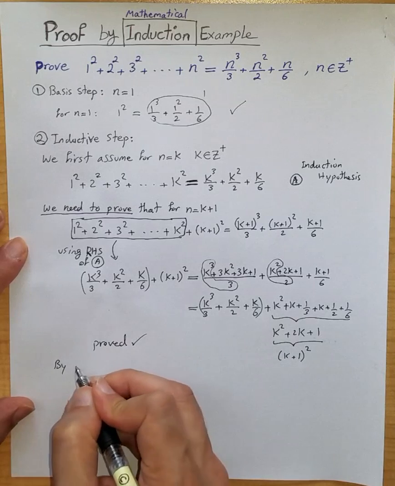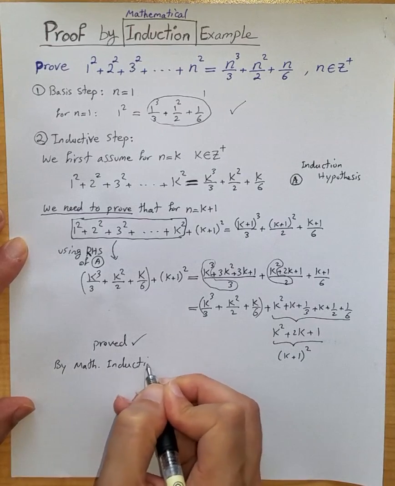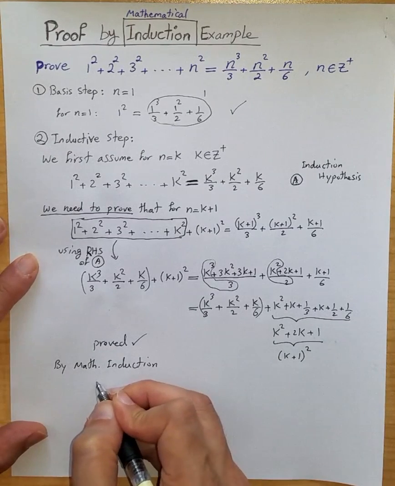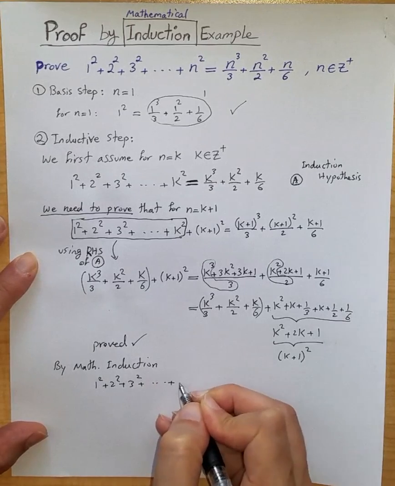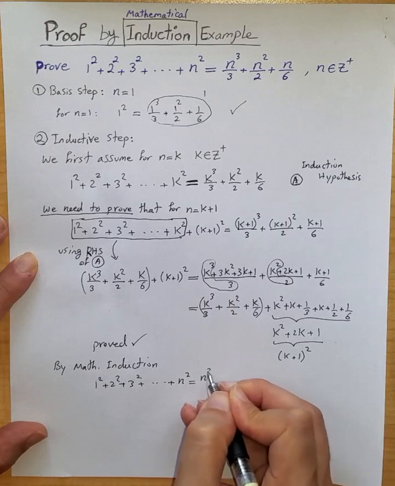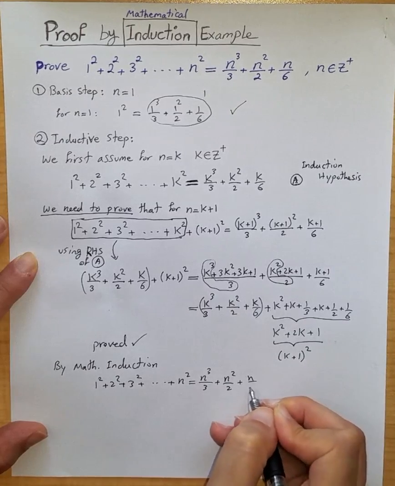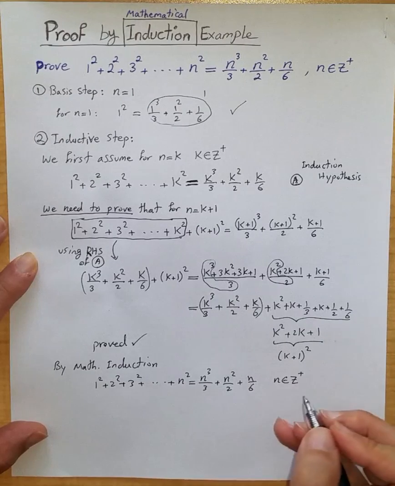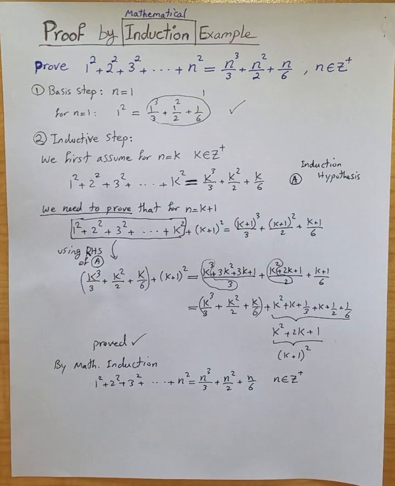So by mathematical induction, we have 1 squared plus 2 squared plus 3 squared plus up to n squared equal to n cubed over 3 plus n squared over 2 plus n over 6 for any positive integer n. Hope this helps, and hope you find this a good example to walk through the steps needed to do mathematical induction.